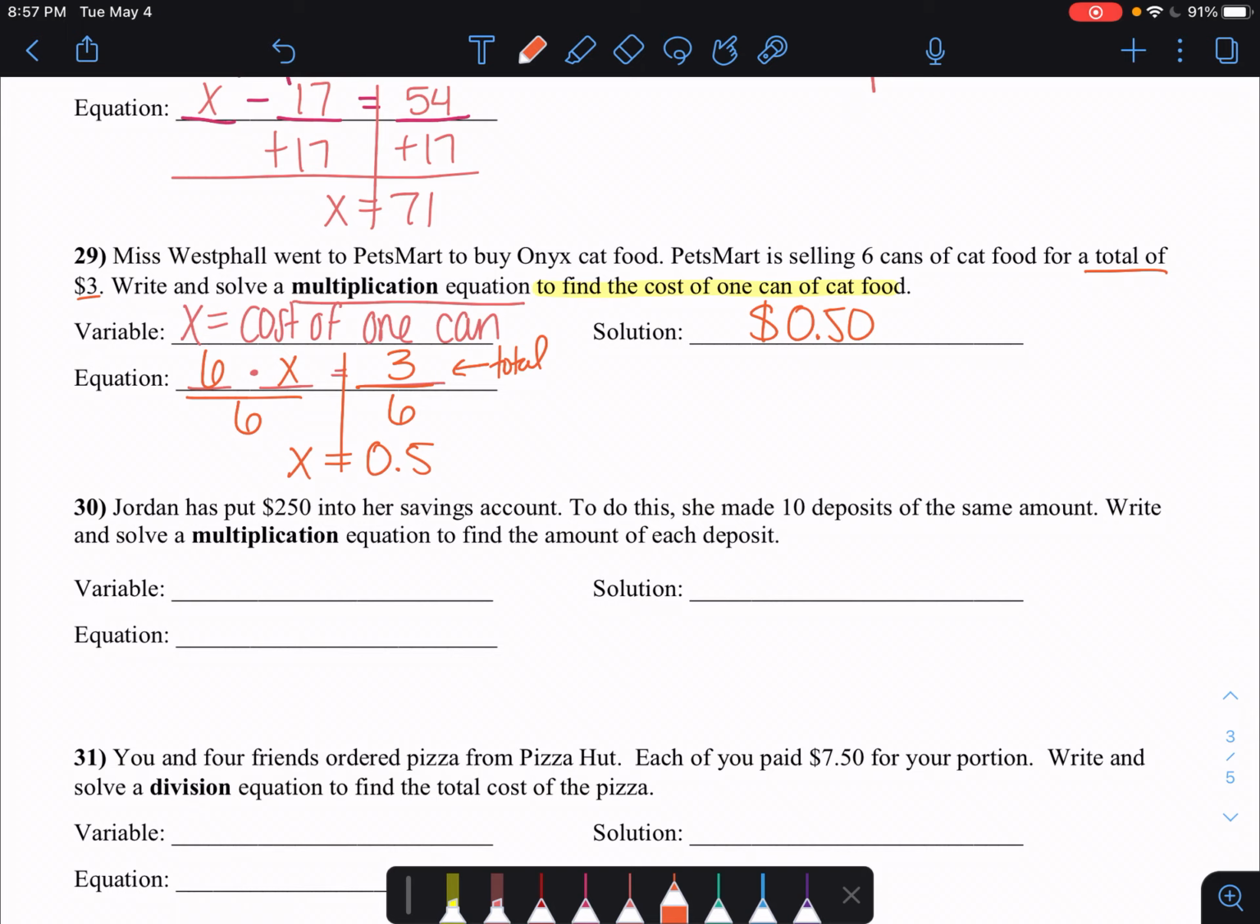Number 30 says Jordan has put $250 into her savings account. To do this, she made 10 deposits of the same amount. Write and solve a multiplication equation to find the amount of each deposit. So my x is going to be the amount of each deposit.